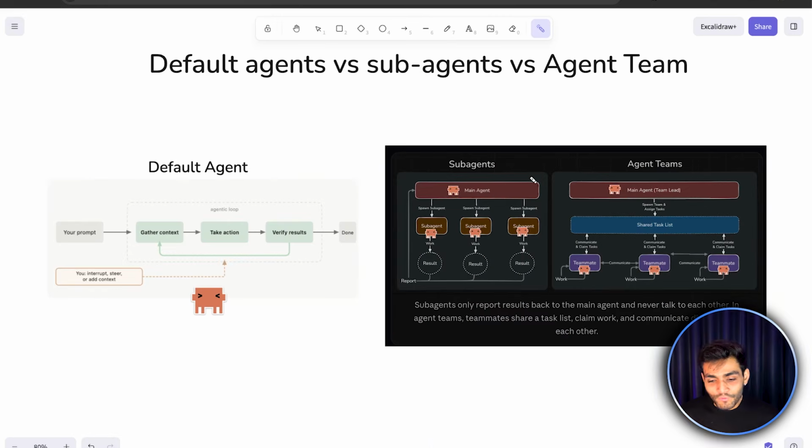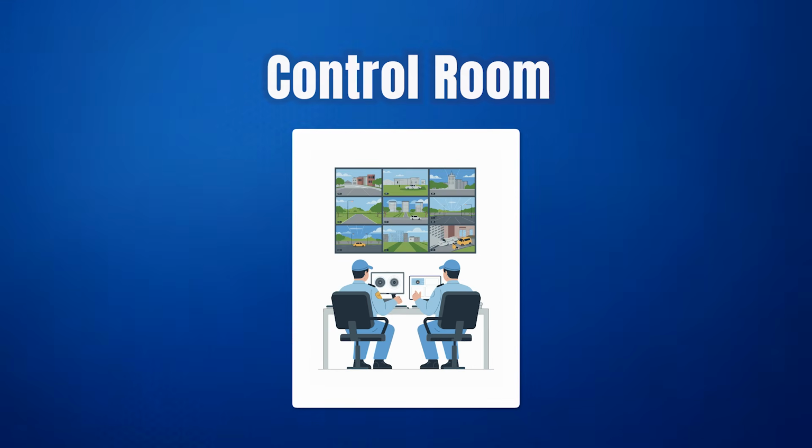So before moving to the agent team, first let's understand what a default agent and sub agent are. Whenever you open ChatGPT or Claude, and when you open a new chat, a new session gets started. Inside that session, the context and the memory belong to that session. That's what a default agent is, which most people use. Think of this like a control room and you manage everything.